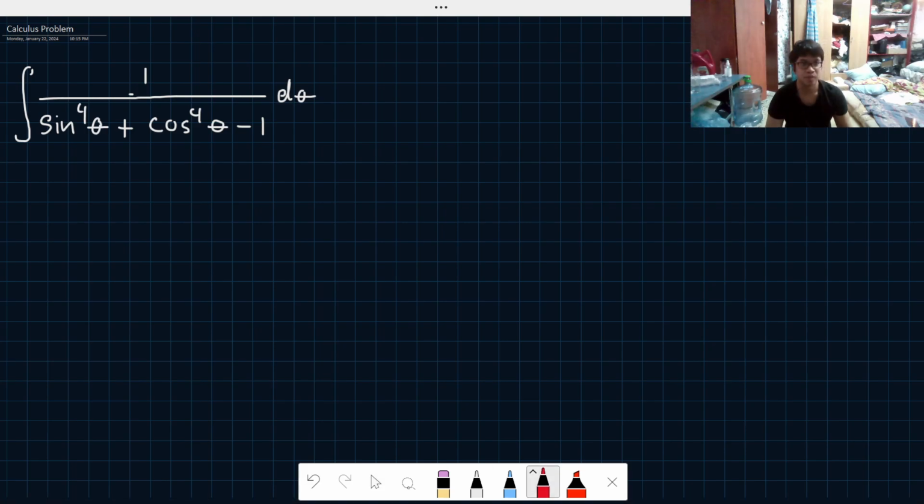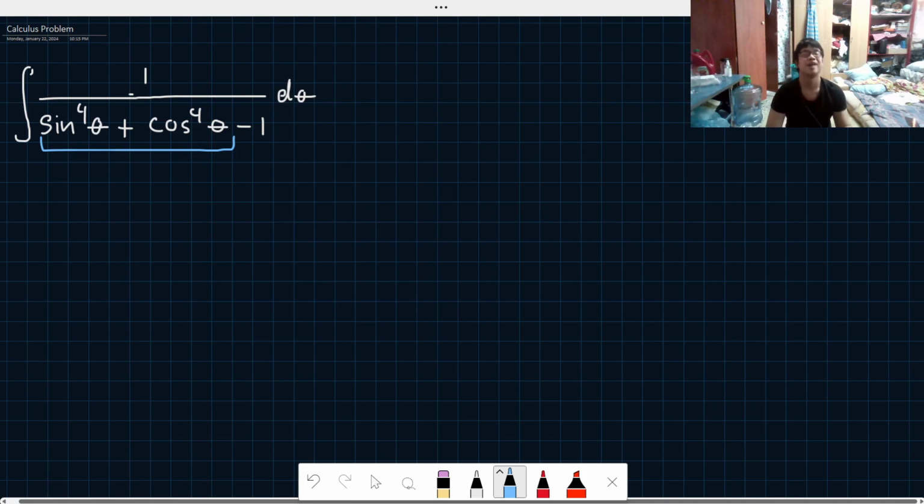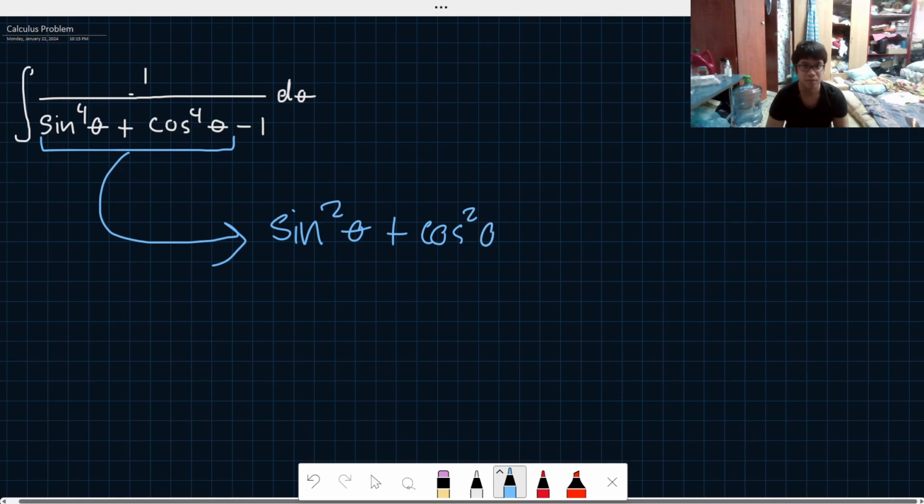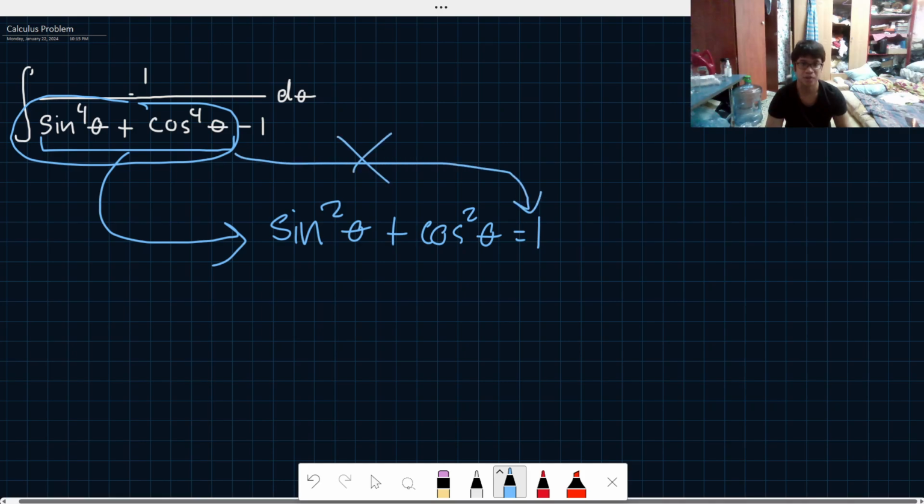You see, this sine theta raised to 4 plus cosine theta raised to 4 actually reminds me of a Pythagorean identity in trigonometry. It reminds me of sine squared theta plus cosine squared theta is equal to 1. If you get the sum of sine squared theta and cosine squared theta, you will immediately get 1. But here's the problem: sine theta raised to 4 plus cosine theta raised to 4 doesn't equate to 1.